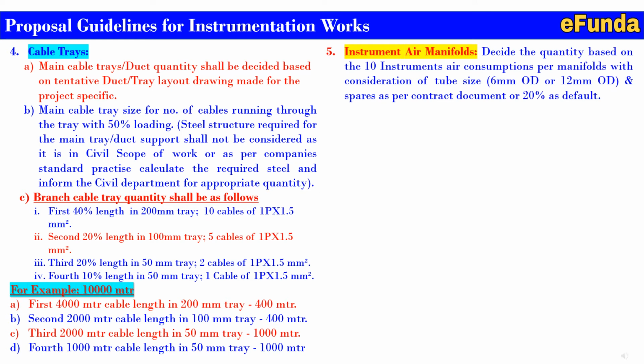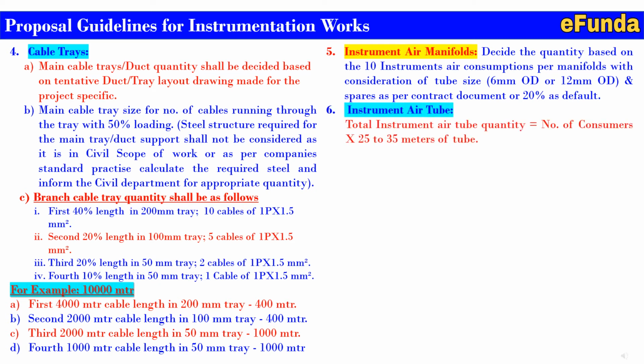Fifth point, where we will see the instrument air manifold. This manifold is being used to supply the air to the various instruments. So decide the quantity based on 10 instrument air consumers per manifold, with consideration of the required tube sizing, that is 6 mm OD or 12 mm OD based on the specification, and spare as per the contract document. If not given, then 20% as a default.